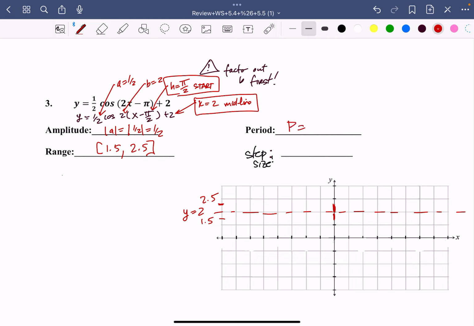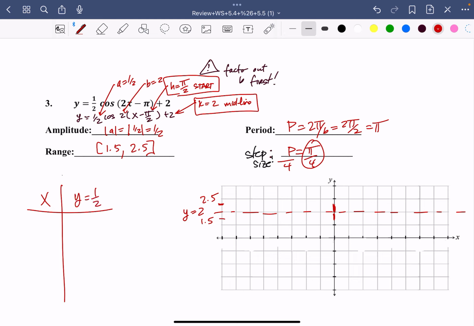Okay, the period is 2 pi over b. So in this case, it's 2 pi over 2, which is pi. But our step size is the period divided by 4, so it's just going to be pi over 4. Then we come over here to our chart, and I know that I've got x values, and y is equal to 1/2 cosine of 2x minus pi over 2 plus 2.